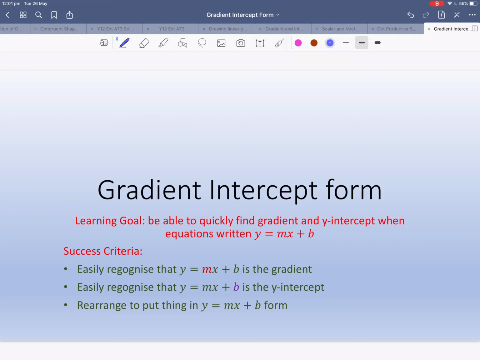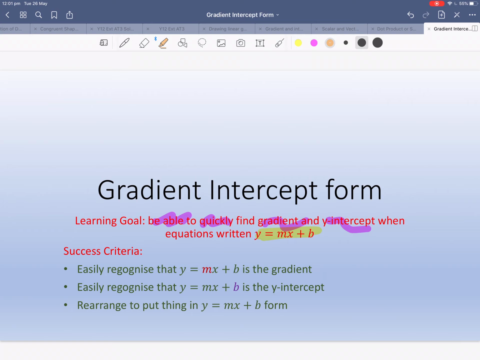Going to do gradient intercept form. So let's have a look at the learning goal. The learning goal is to be able to quickly find the gradient and y-intercept when equations are written in this form. Now, it's actually quite a powerful thing. Sometimes they're not written in that form and we can get it to that form and find the same thing. But this lesson will be focusing on those things that I just wrote in the learning goal.